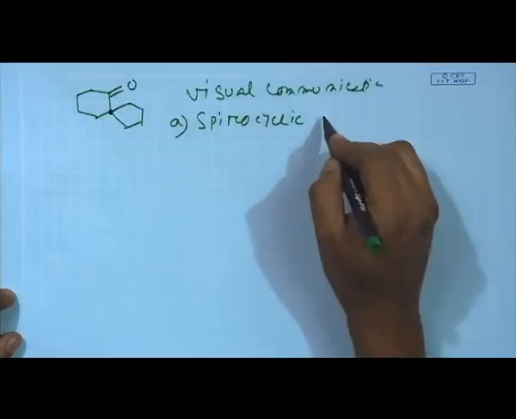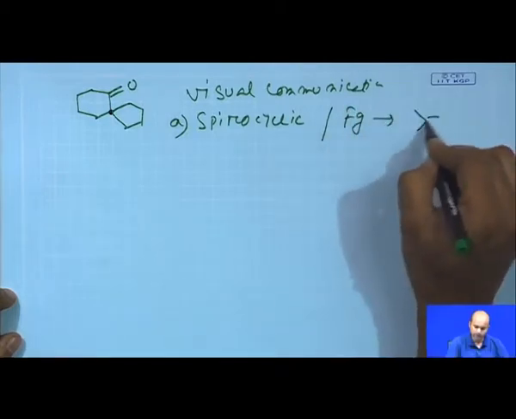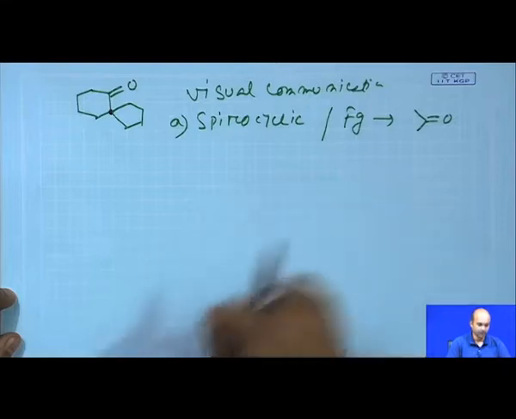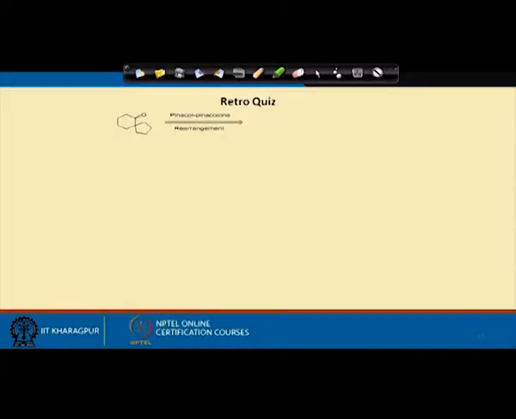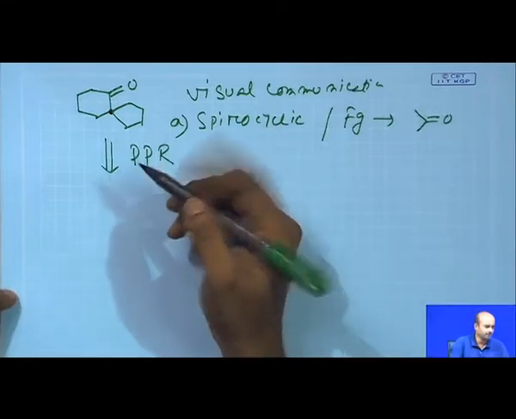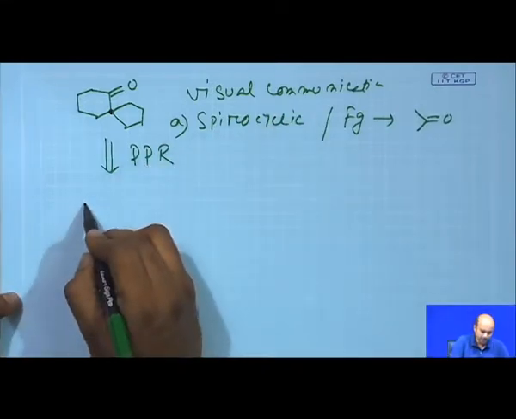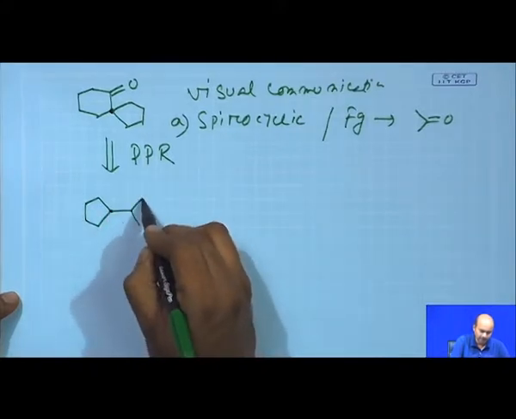Then the functional group content, the FG content, has only a carbonyl group, a ketone, nothing else, fine. Eventually, as I said, if you are familiar with certain reactions, this retro will be very straightforward to you. How? The slide says a pinacol pinacolone rearrangement, PPR. Now, what is PPR? Probably all of you know. Pinacol pinacolone rearrangement is a very conventional organic synthesis transformation.